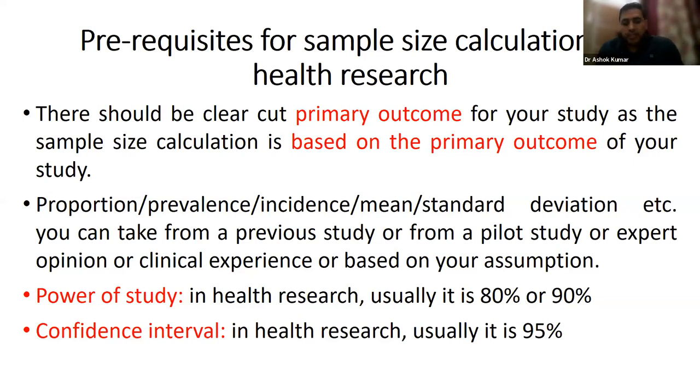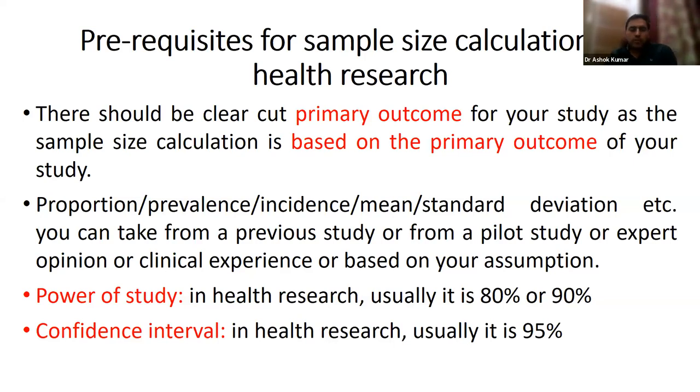So power of study and confidence interval. In health research, usually we are taking 80% power or 90% power. Okay. 80% or 90%. Sometimes you are calculating sample size on 80%, and sometimes on 90% power. And confidence interval is usually taken as 95%. I'll give a demo, okay, of how we take these things.